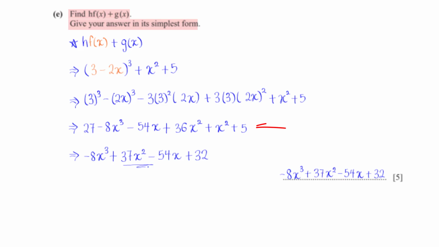So when we further simplify this and add up all the like terms, we get our final answer as negative 8x cubed plus 37x squared minus 54x plus 32.